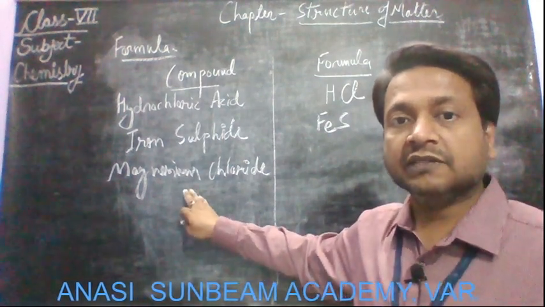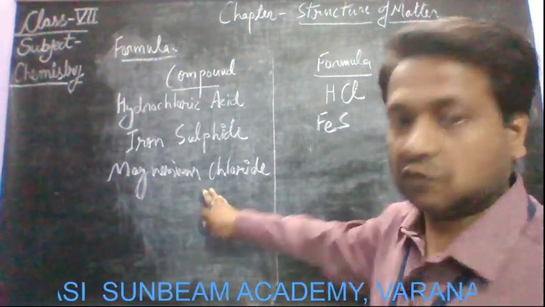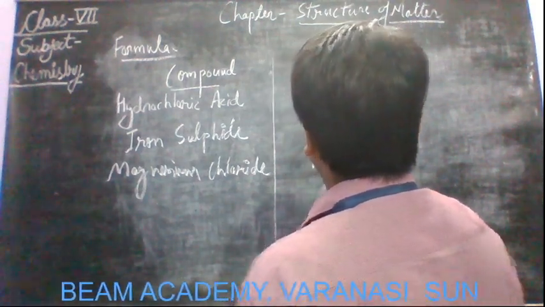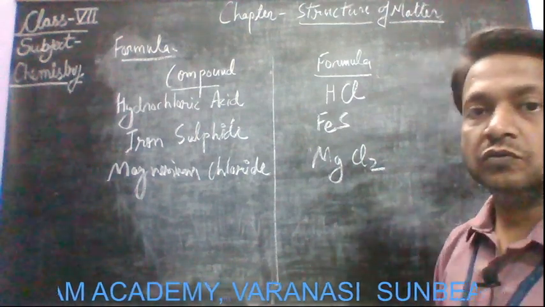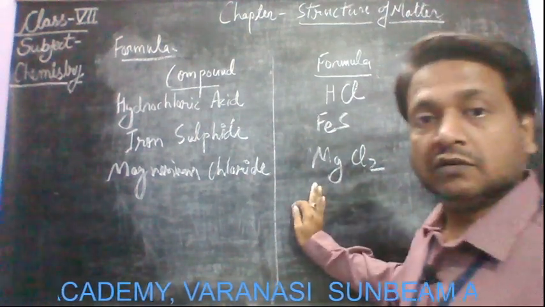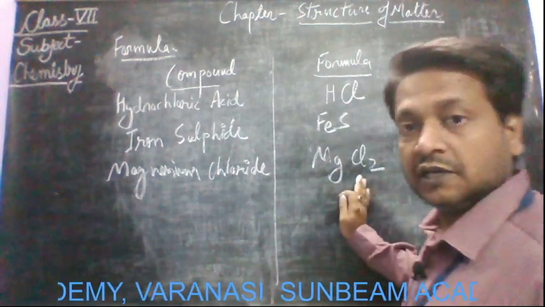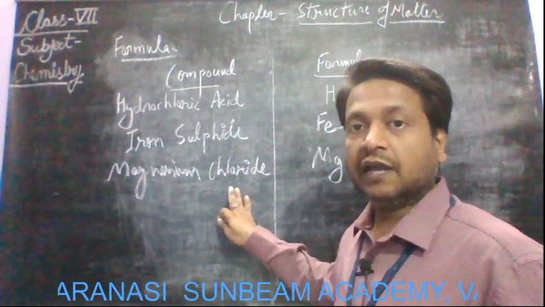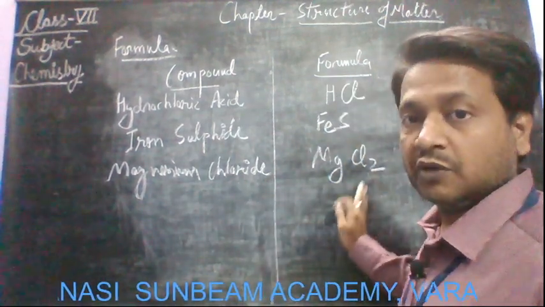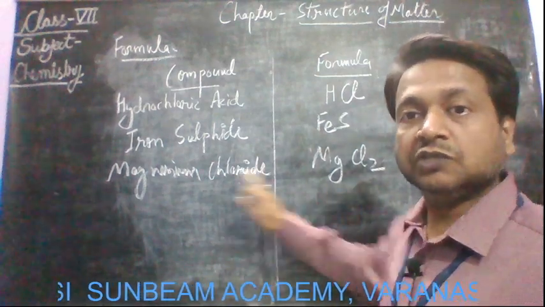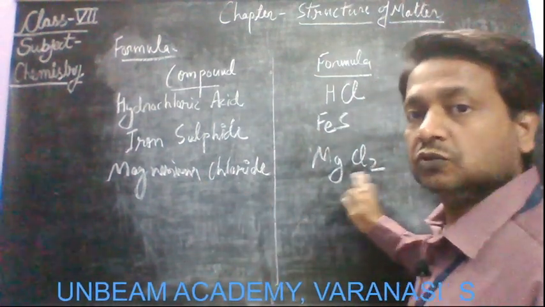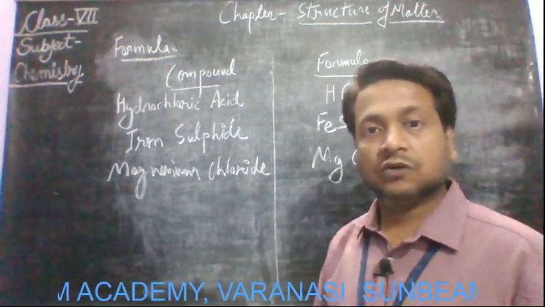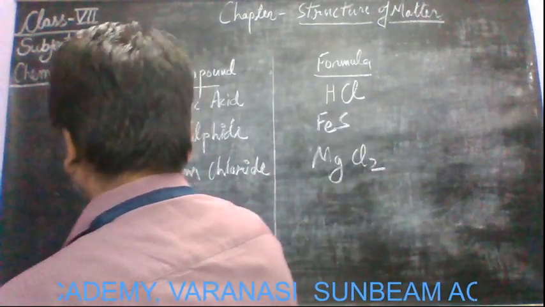The next example is magnesium chloride, and its formula is MgCl2. Mg indicates magnesium, and Cl indicates chlorine. So magnesium chloride has the formula MgCl2 because here the ratio of these two elements is 1 is to 2. So that is why MgCl2 is the formula of magnesium chloride.